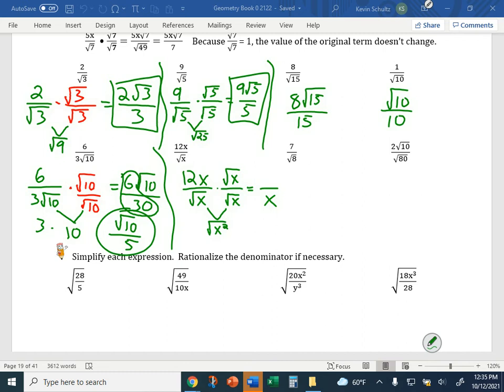And my numerator, what do I get? Peter? Not the root 12x squared. Drake? 12x root x. Okay? Just like we saw in examples prior, if I've got something under a root, 9 times root 5, I can't combine them. 8 times root 15, can't combine them. Right? Same thing here. Okay?